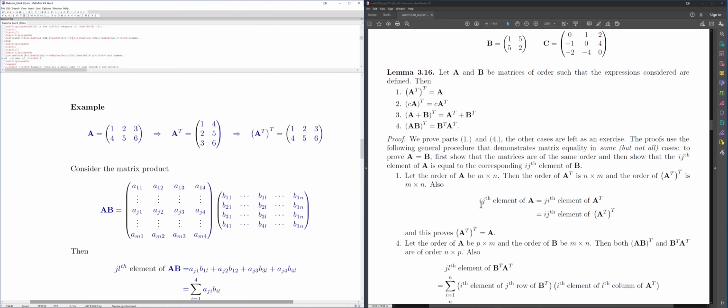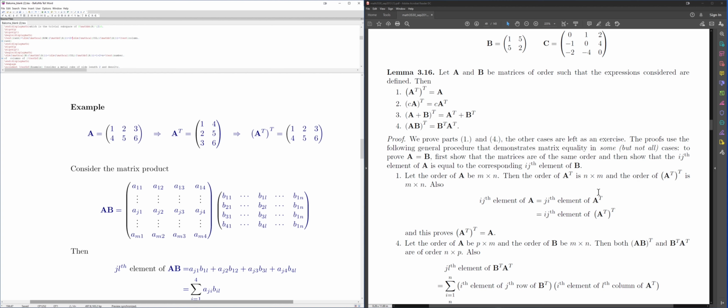So first thing we start with this side. Pick the ijth element over here. The ijth element of A is equal to the jith element of A transpose by definition of transpose. And the jith element of A transpose is equal to the ijth element of A transpose.